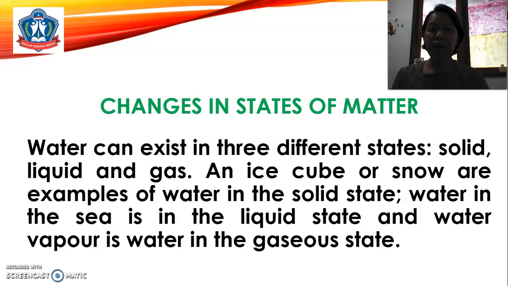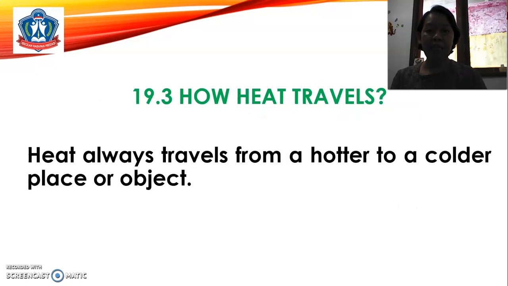Changes in state of matter. Water can exist in 3 different states: solid, liquid, and gas. An ice cube or snow are examples of water in the solid state. Water in the sea is in the liquid state, and water vapor is water in the gaseous state.